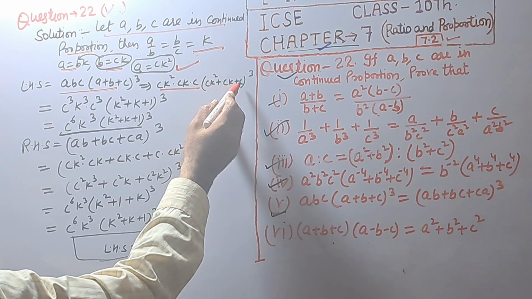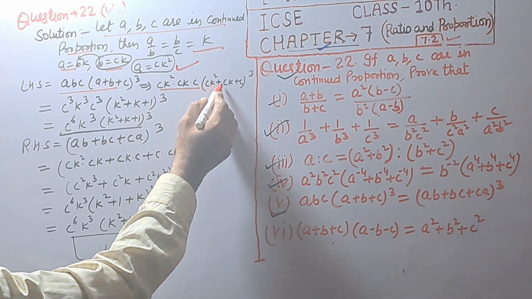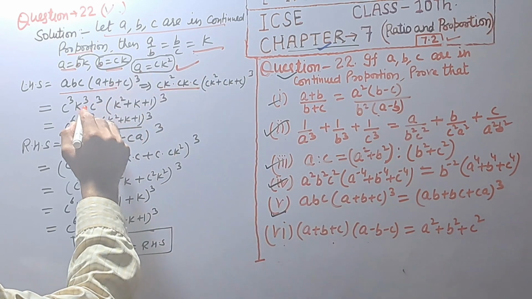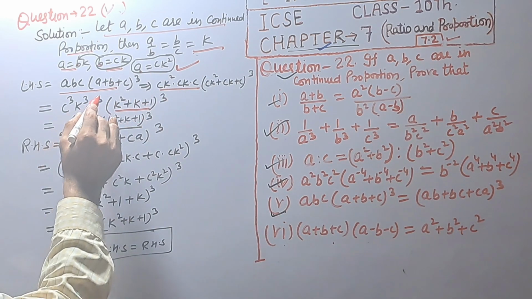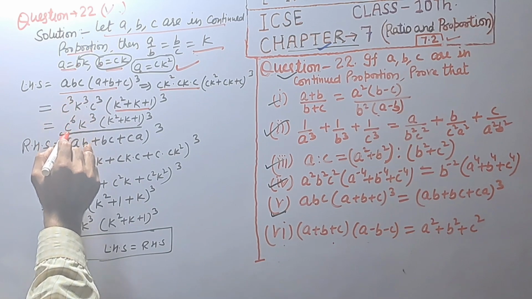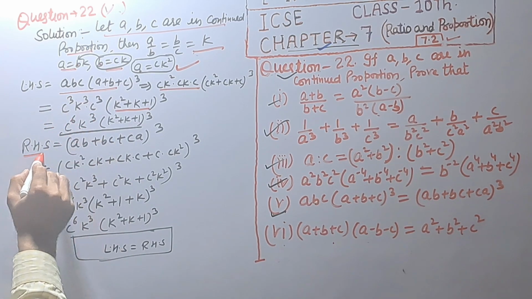ck square plus ck plus c raised to power 3. We are taking common c raised to power 3, and in bracket k square plus k plus 1 raised to power 3, and c cube, that is c raised to power 6 k raised to power 3.